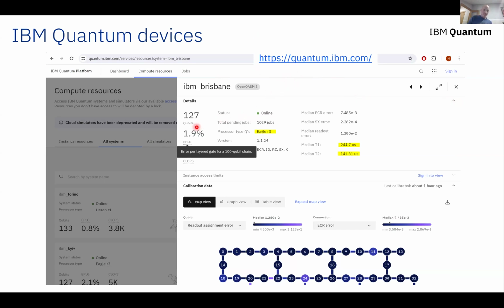Many devices have 127 qubits. These are known as Eagle devices. There is a topology map, a connectivity map of the qubits on the web page that you can check. And there are many parameters. For example, I'm showing here the T1 and T2 median values, and also values that are obtained for each qubit at calibrations.